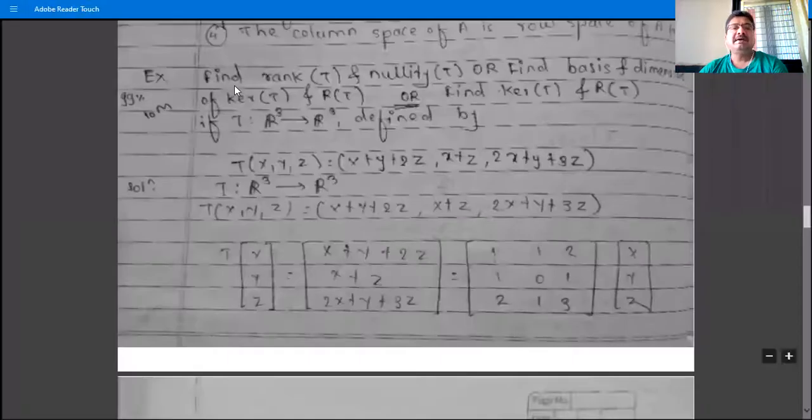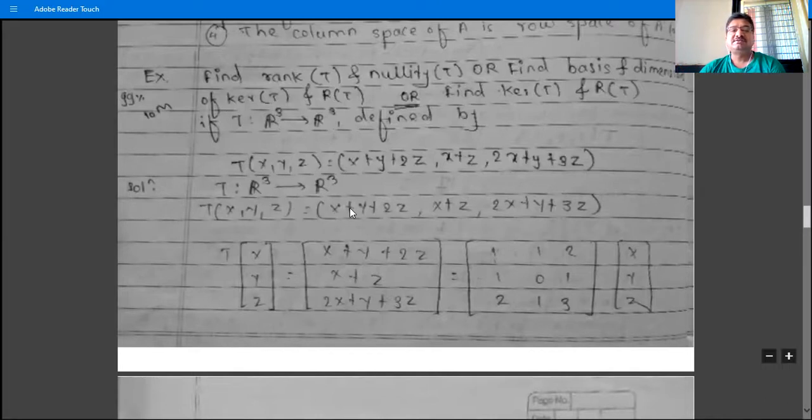So an example is: find the rank of T and nullity of T, or find a basis and dimension for the kernel of T and range of T, or find the kernel of T and range of T. Here T is a linear transformation from R3 to R3, defined by T(x,y,z) = (x + y + 2z, x + z, 2x + y + 3z). So here the formula is given. Now we have to find the standard matrix.